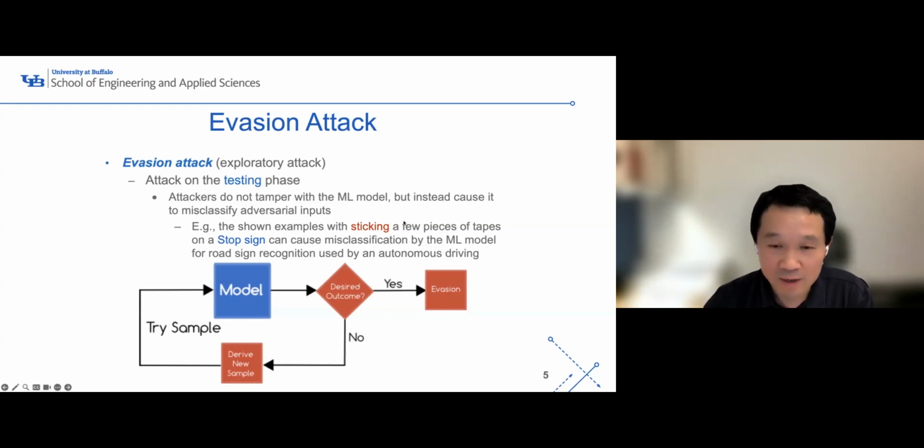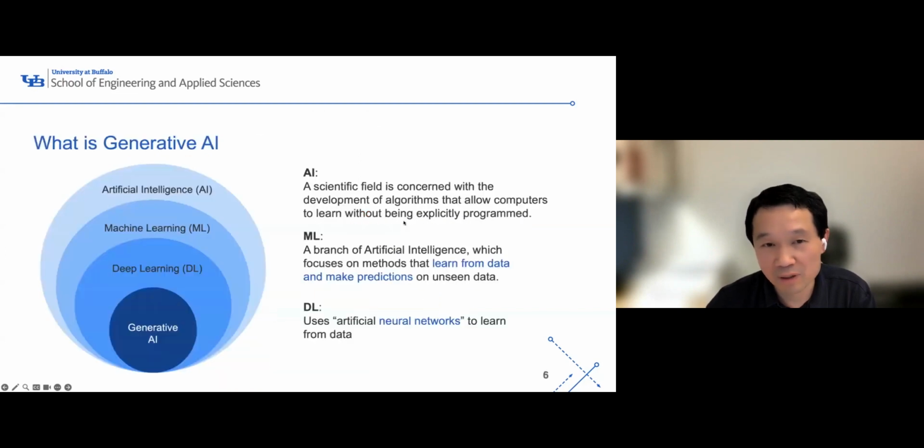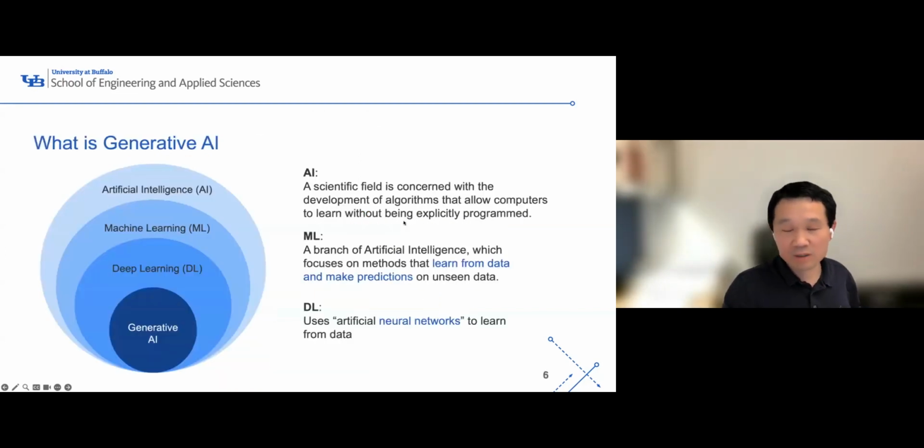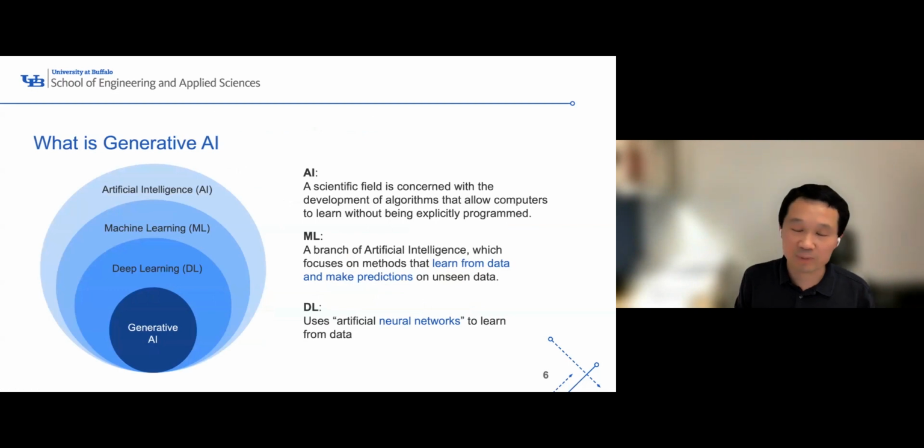We have discussed a lot about deep learning, especially in the past couple of years, and deep learning has been widely used in many different domains.